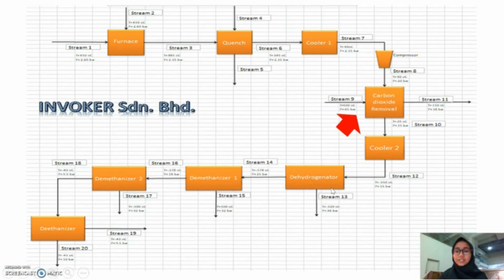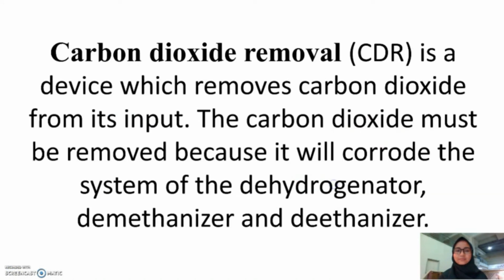Now, I would like to explain about the carbon dioxide removal. Carbon dioxide removal is a device which will remove carbon dioxide from its input. The carbon dioxide must be removed because it would corrupt the system of the dehydrogenator, demethanizer, and deethanizer.